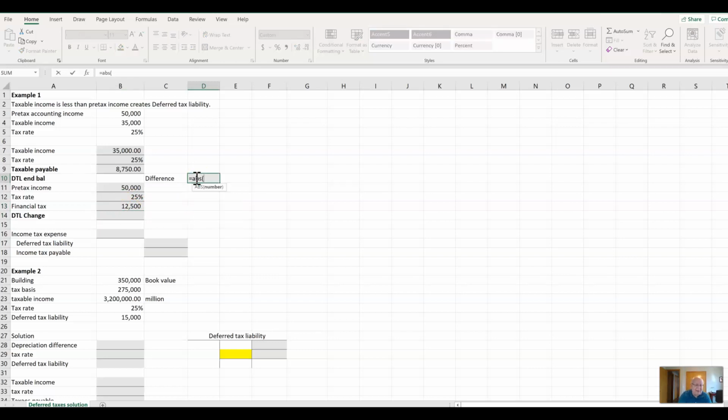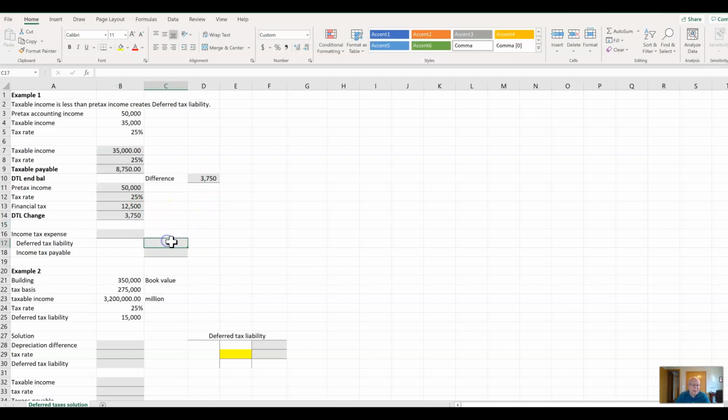And then the difference is our deferred tax liability in this case. Now I use ABS because that stands for absolute value, so it doesn't matter what order I subtract them in, and that gives me $3,750. It's not really necessary, but the deferred tax liability I know is $3,750. Income tax payable is $8,750, and our change is $3,750, and then the $3,750 plus the $8,750 is the $12,500. The reason that's the change is because we didn't have any beginning balance.